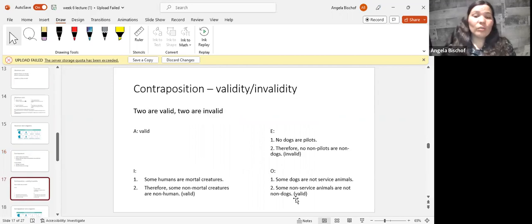In this case, 2 are valid and 2 are invalid. A is going to be valid and O is going to be valid. We'll look at those diagrams in a minute. But I and E are going to be invalid. And just like I said before, we could draw the diagrams and look at the pictures to prove invalidity, or we can just come up with a counterexample. So here are my counterexamples.